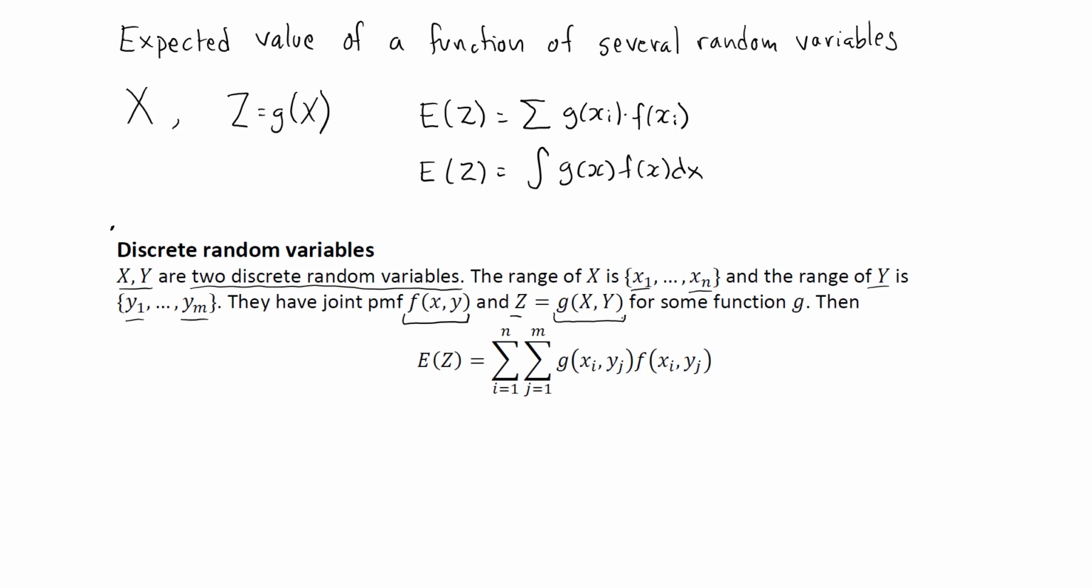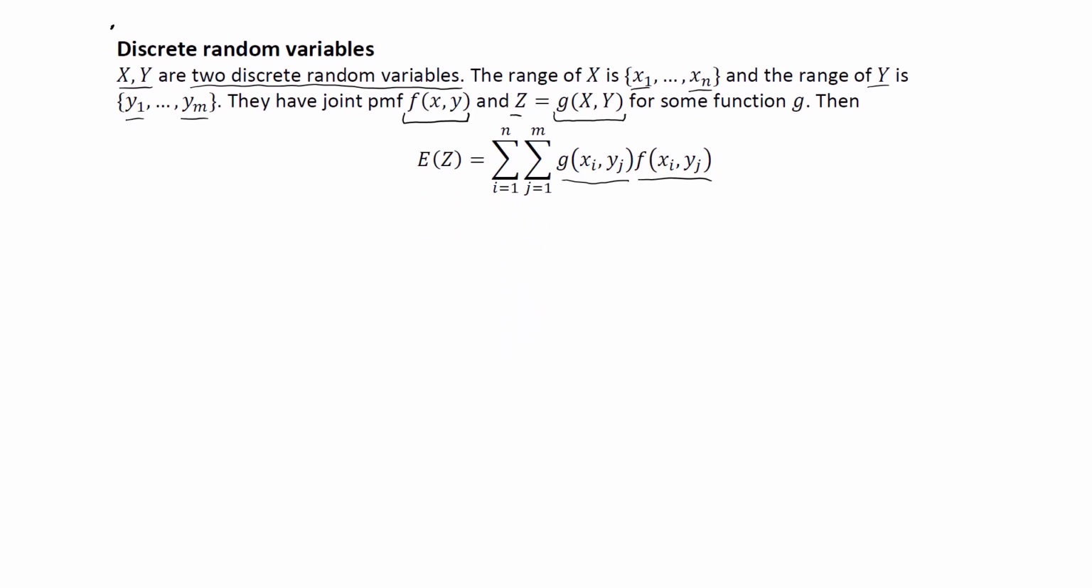Then we have the following result for the expected value of z. It becomes a double sum where I sum i from 1 to n, the number of possible outcomes for x, and j from 1 to m, the number of possible outcomes for y. What I'm summing is g of xi, yj multiplied by the joint PMF. This formula may look a little more complex than it actually is. I think a simple example will illustrate how to find the expected value of z.